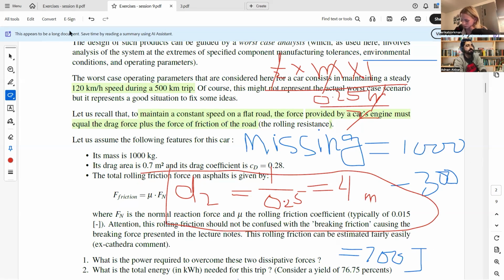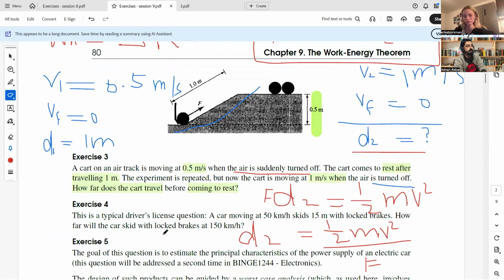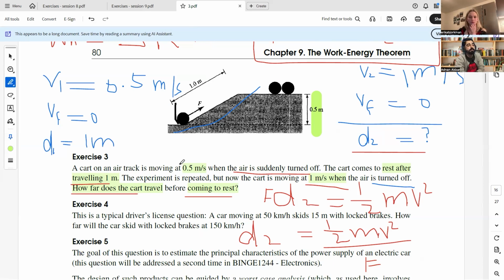So what was the question? In this question, we were thinking that air is applied on the object, which is moving with 0.5 meter per second, and suddenly the air stopped. As a result, it comes to rest and covers a distance of 1 meter. In the second part, repeating the experiment, it was moving with a velocity of 1 meter per second, and suddenly the air was turned off and it came to rest. What you need to find is how much distance it has covered the second time.